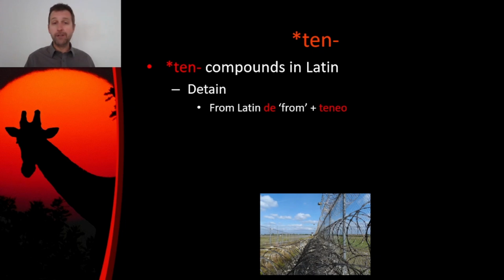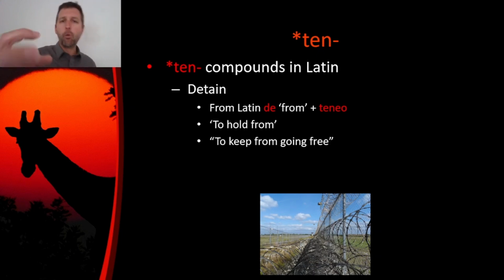Let's put another preverb on the front, de, which means from or something like that. So to detain is to hold somebody from, and so you're basically holding them from going free. If you're detaining somebody, if you get detained by the police for something, it means that they're keeping you from going free for a specific amount of time.